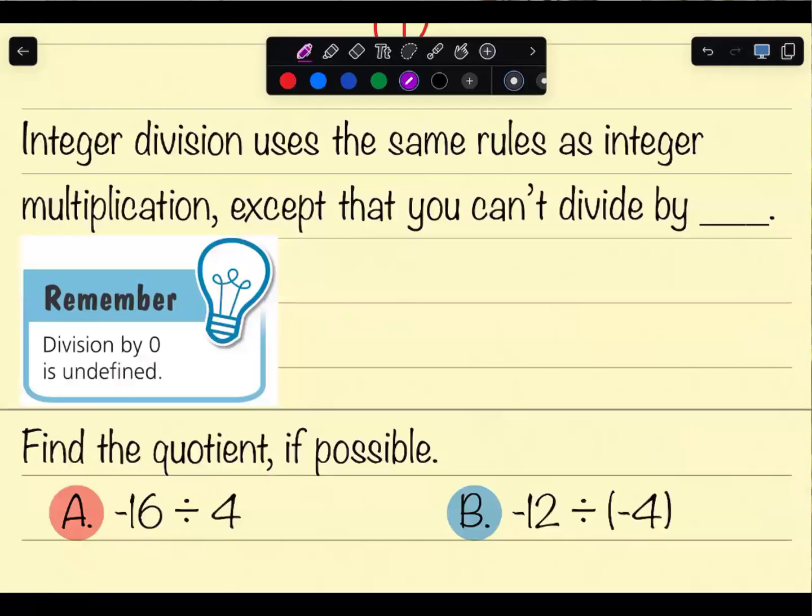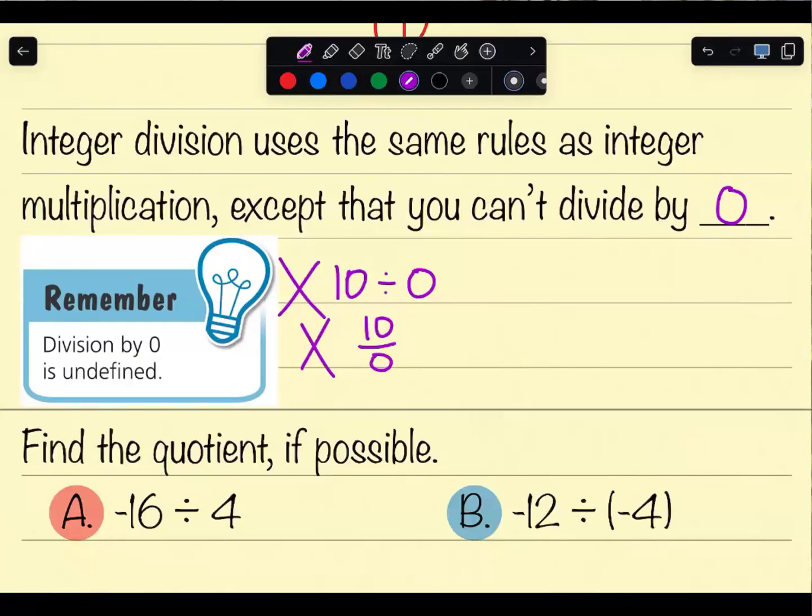You are not allowed to divide by 0. So what that means is if you see a number, let's say 10, divided by 0, you cannot do that. If it's written like a fraction, 10 over 0, same thing, you also can't do that. 0 cannot be your divisor. It cannot be the number you're dividing by. You can't split something into nothing. It doesn't even make sense.